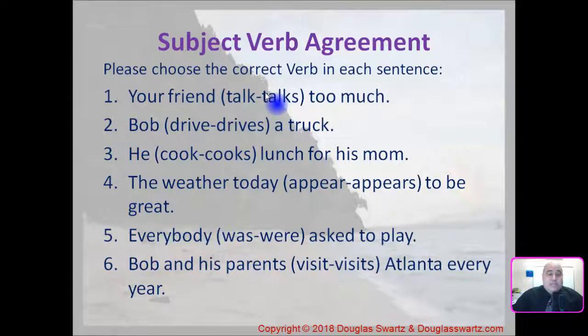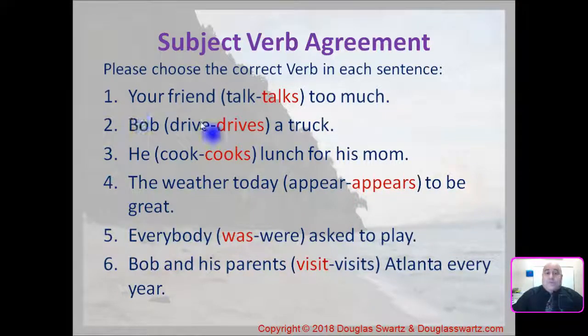So please take your time. You can pause the video if you want a little extra time to do this. Select the correct verb in each of these sentences. Okay, let's see how you did.